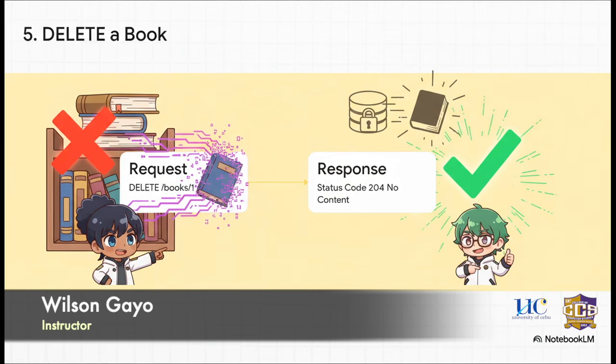And finally, if we want to remove a book from the library altogether, we send a DELETE request to that book's specific address, DELETE /books/1. The API goes into the database, removes it, and sends back a response like 204 No Content. This one literally means I did it and there's nothing left to show you. And just like that, the book is gone. See? It's a really clean, logical, and predictable system.